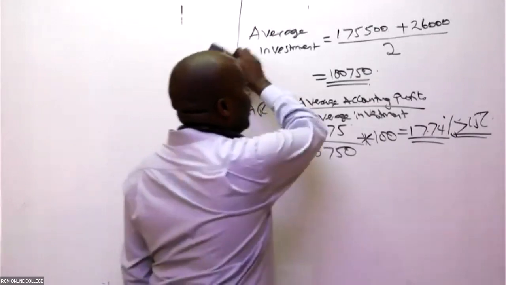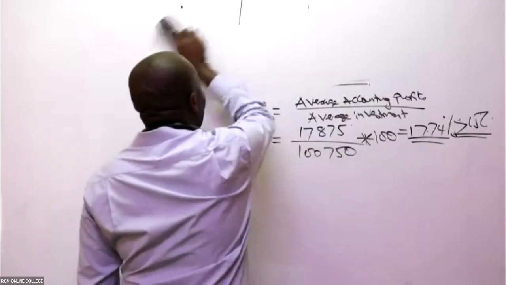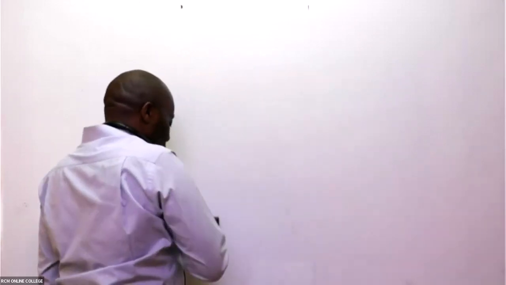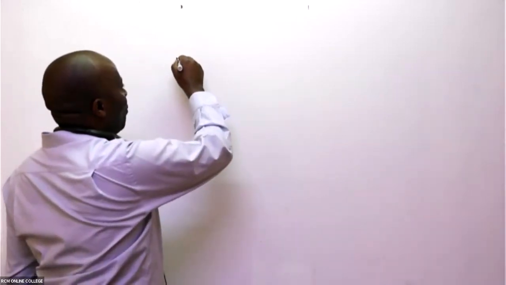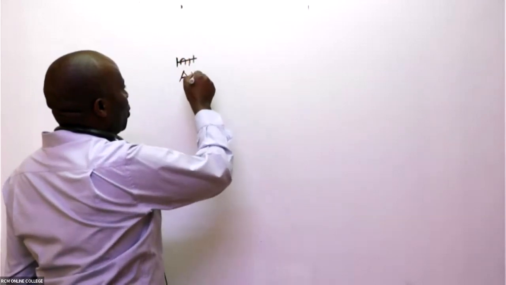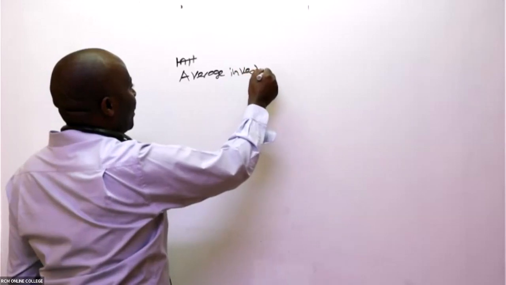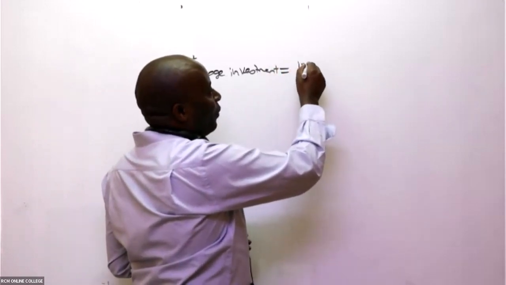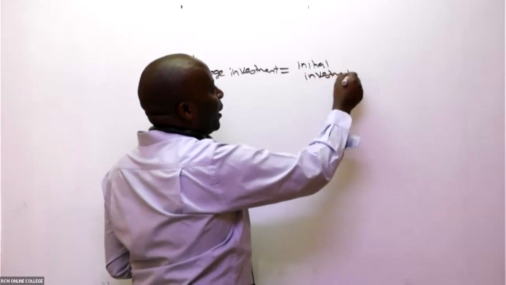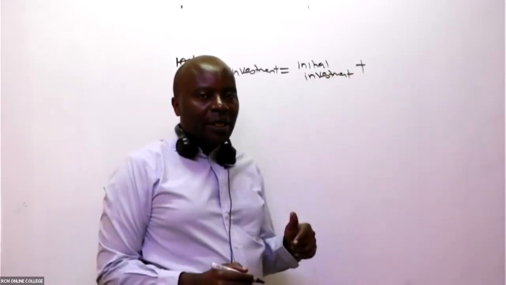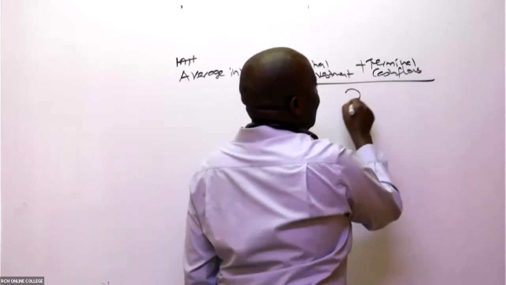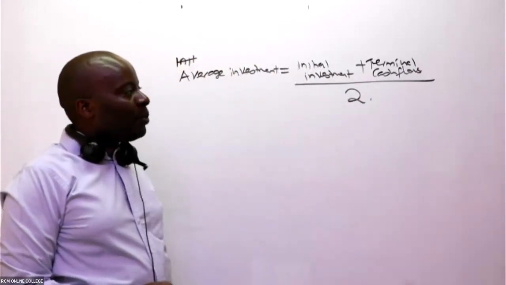Now, other students who went ahead and did it this way, especially on this average accounting return, you always get confusion, not being very clear on how this average investment is computed whenever we have a working capital. So, ladies and gentlemen, remember, how do we get this average investment? We look at the initial investment plus the terminal cash flows, and then we divide this by 2.